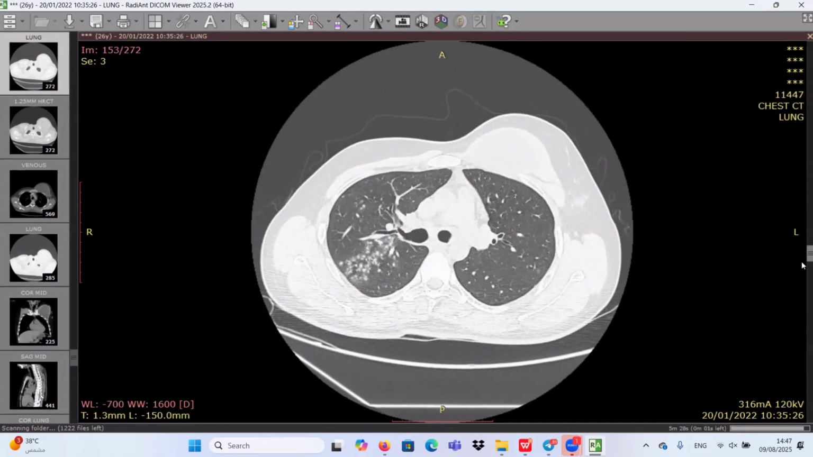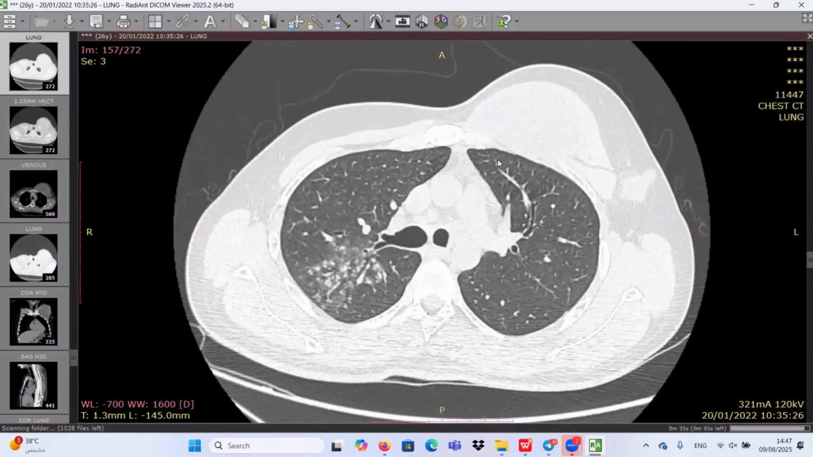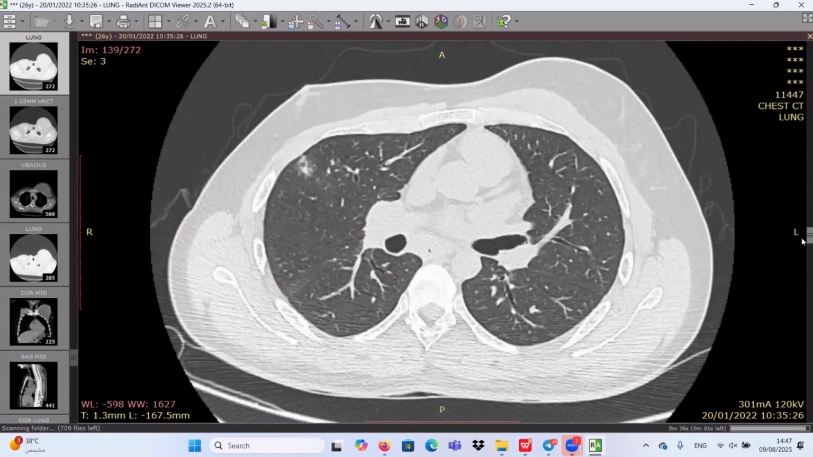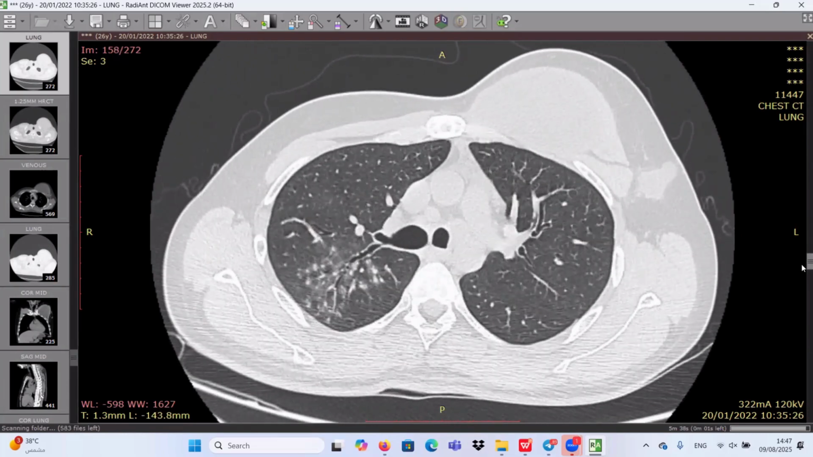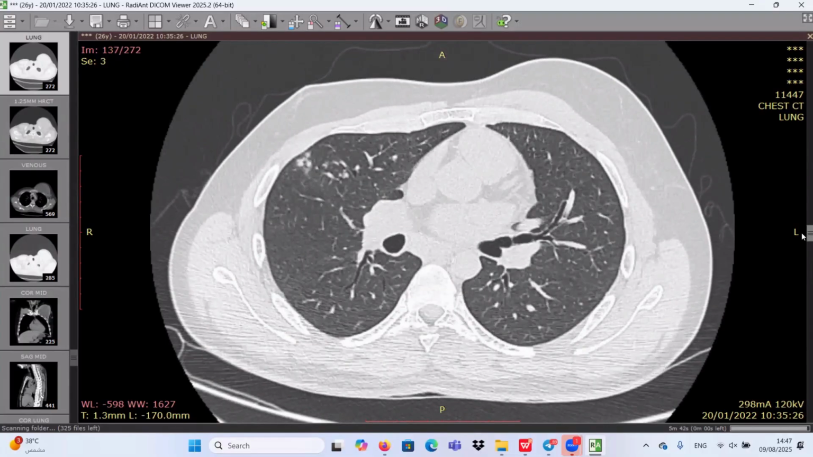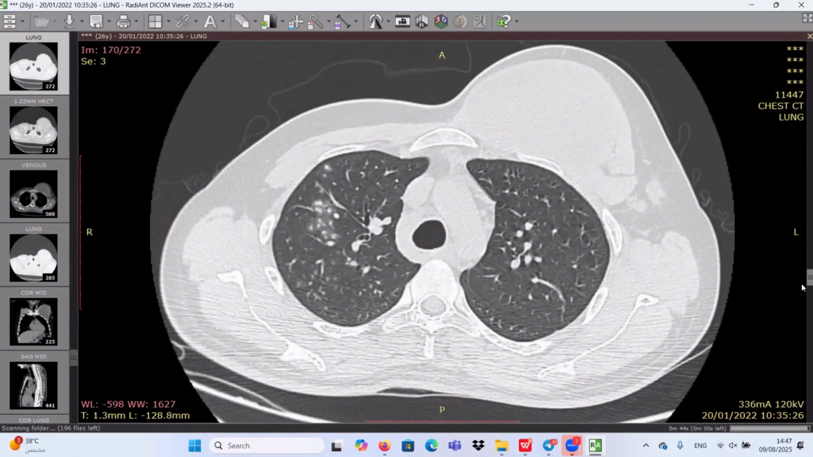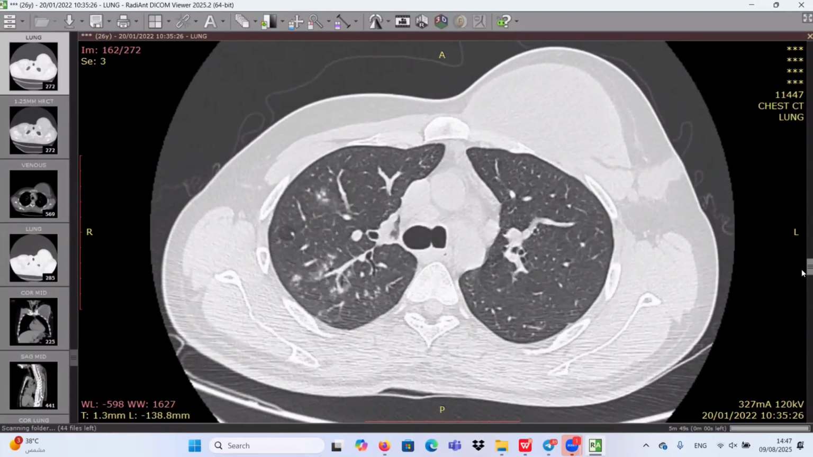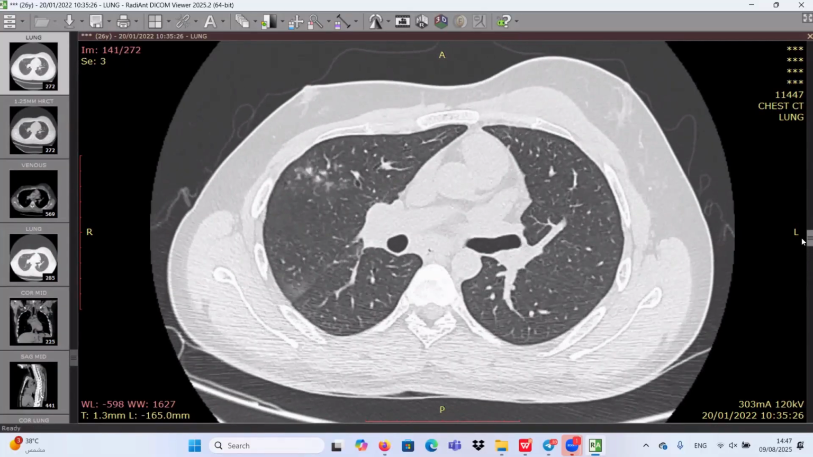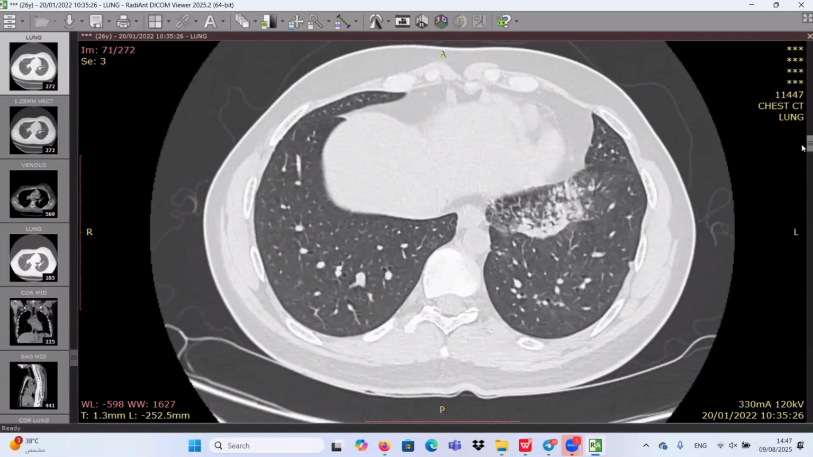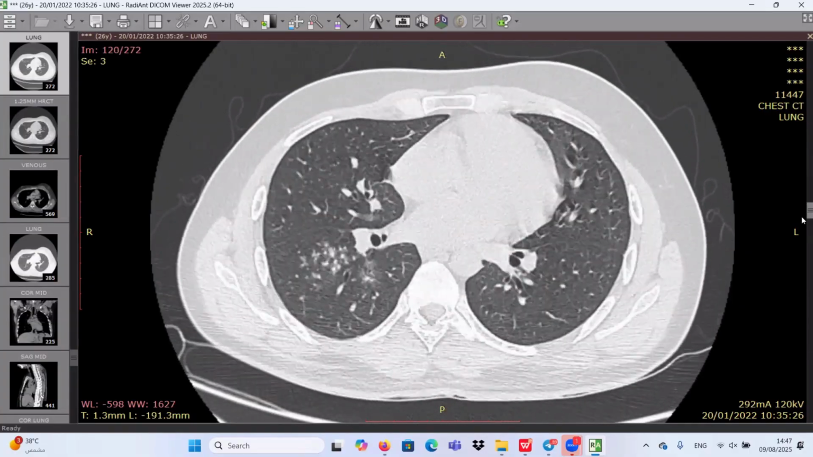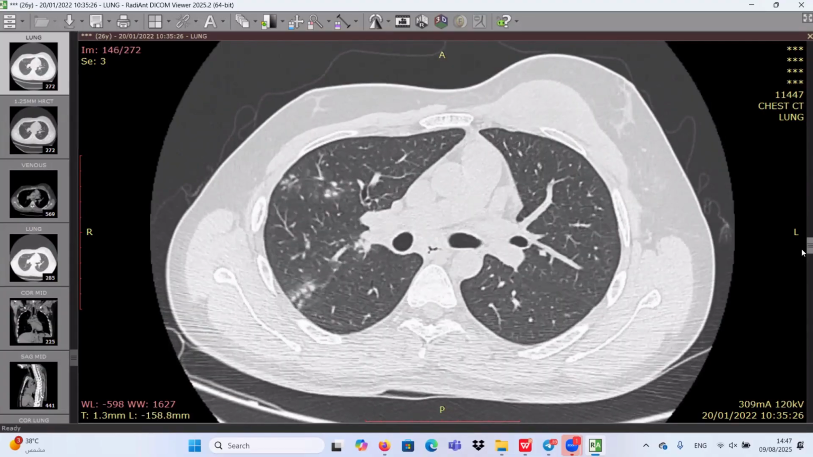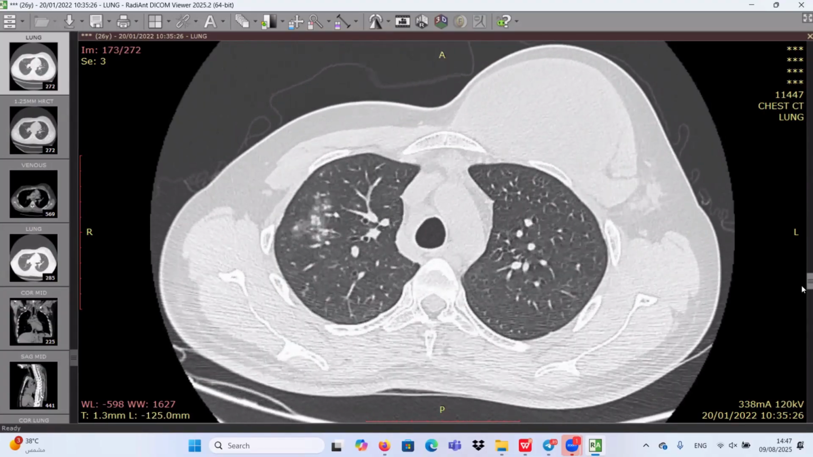So I've been provided with axial lung window images of the same patient, CT chest. I can see multiple centrilobular nodules scattered with some ground glass opacities in the right middle, superior segment of lower lobe as well as in the upper lobe, with some fibrotic changes in the left lower lobe as well. So this is in keeping with the appearance of tree-in-bud opacities with endobronchial spread of infection.